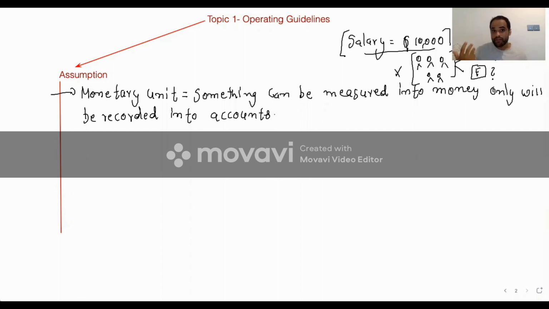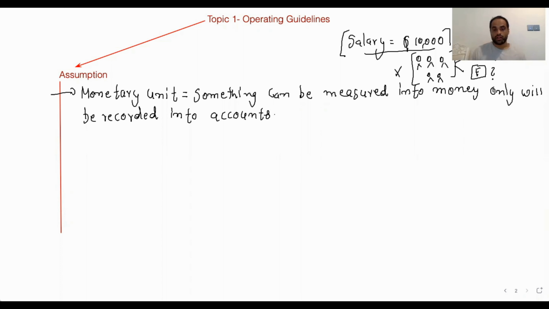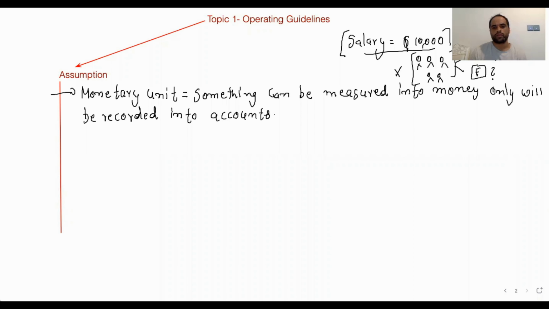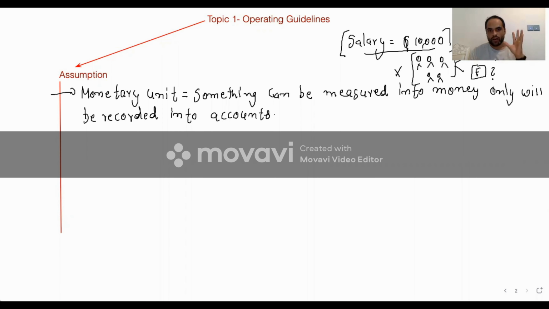But behavior, emotion, relation, right? Actions not monetary related, that doesn't have money value. All right, something doesn't have money value, like the example I gave you before, you don't have to record, because that information is not useful. Not useful for external users. Remember, external users, because for management accounting, of course, that's important. But these operating guidelines are for financial accounting, not for management accounting. All right.